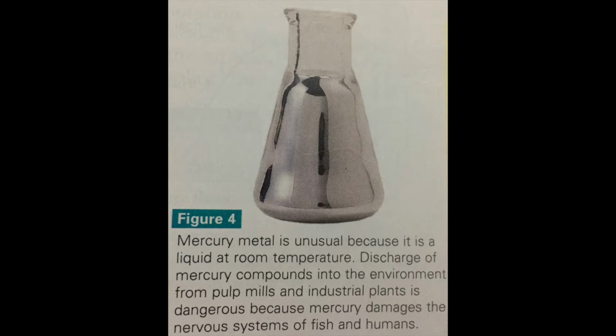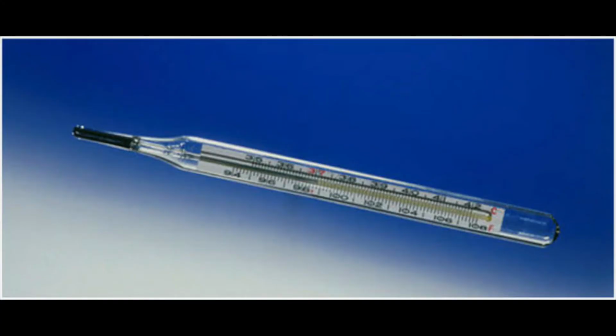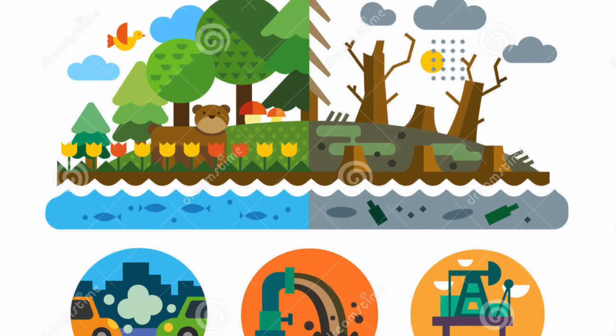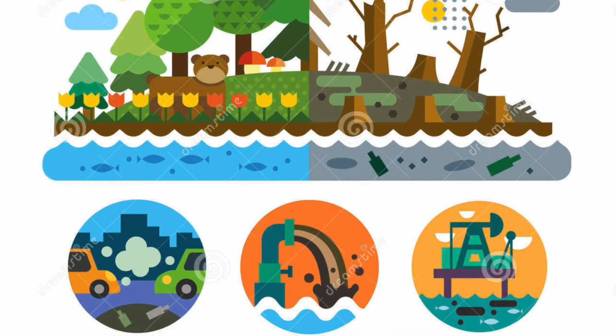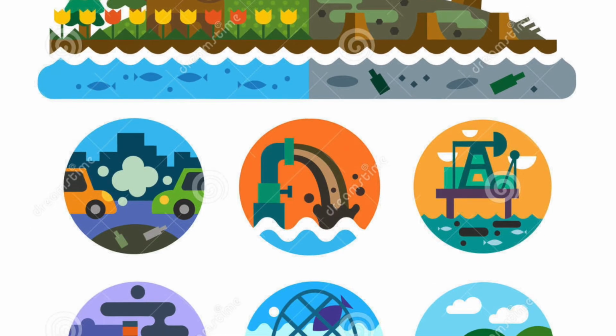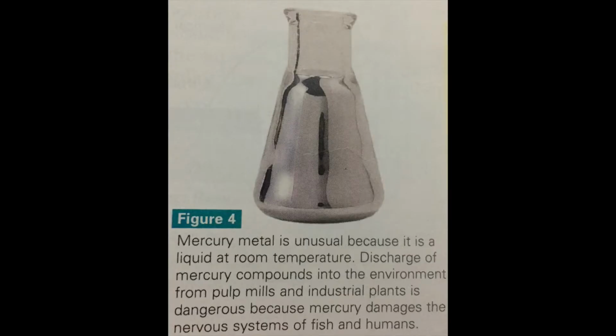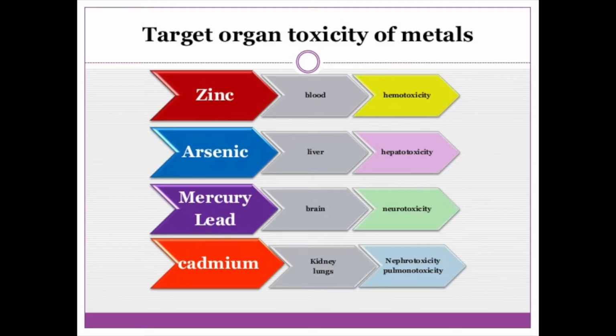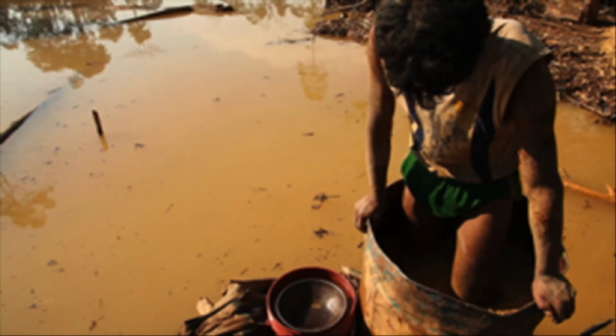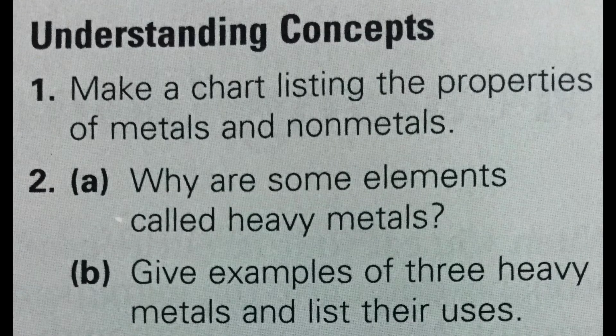Mercury, shown in Figure 4, is a heavy metal that can be dangerous. Heavy metals in the environment today can come from many sources: industries, mining operations, and power plants. We must take care not to carelessly release substances into the air or water. Figure 4. Mercury metal is unusual because it is a liquid at room temperature. Discharge of mercury compounds into the environment from pulp mills and industrial plants is dangerous because mercury damages the nervous system of fish and humans. It is also used in mining certain precious metals.